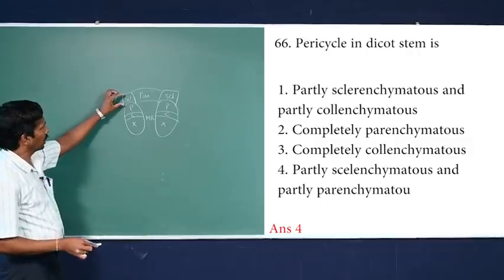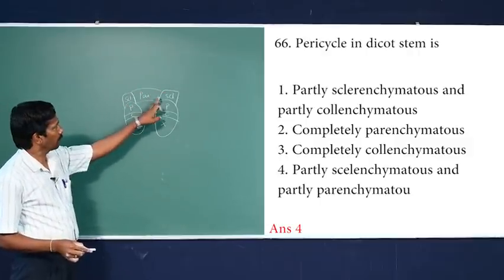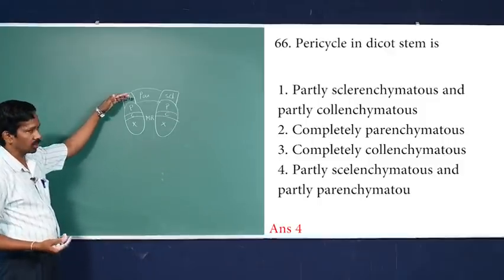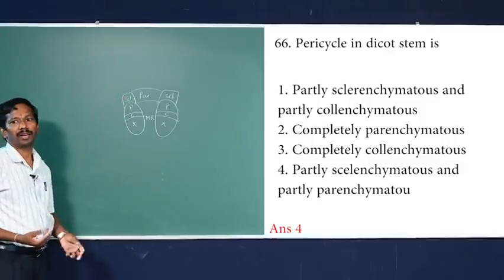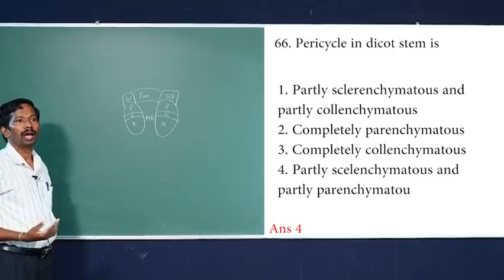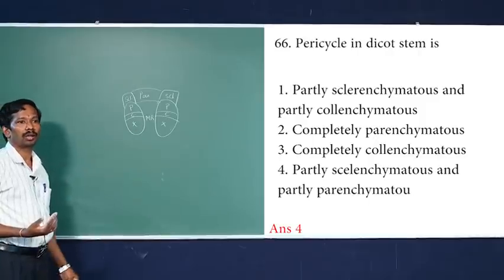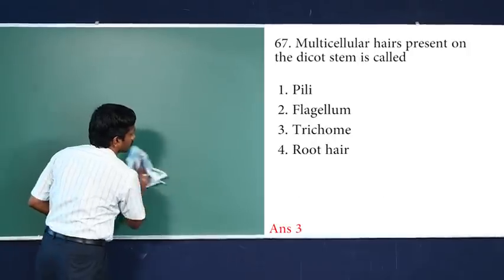So together forming alternate patches of sclerenchyma, parenchyma, sclerenchyma, parenchyma, that forms pericycle in the case of dicot system, outside of which you can find the presence of endodermis. So answer is 4, partly sclerenchymatous, partly parenchymatous, compared to the other options.